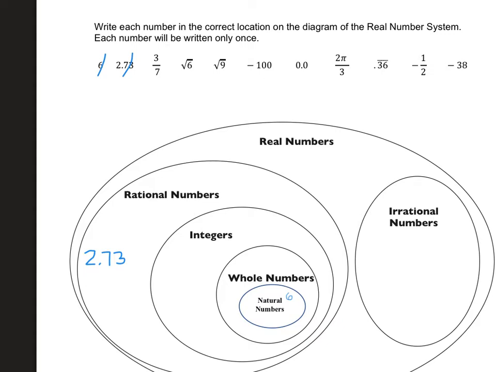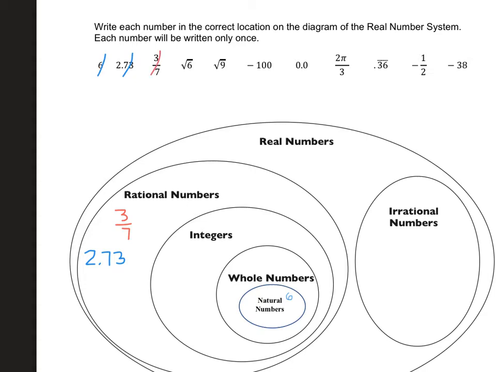All right, what about 3/7? Well, 3/7 is written as an integer in the numerator over an integer in the denominator. That's the definition of a rational number. If we plug that into our calculator, we would find out that it was repeating. So 3 divided by 7 is 0.42857142857. So 3/7 goes in rational number, but it's not an integer or whole number or natural number.